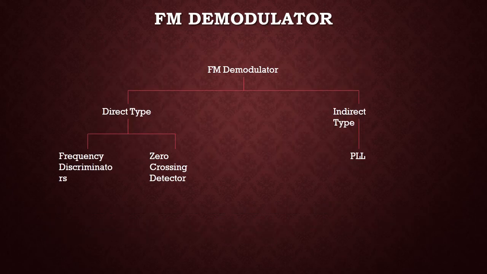In FM demodulator, there are two types: one direct type, another indirect type. In direct type, there are two parts: frequency discriminator and zero crossing detector. And in indirect type, there is PLL, that is phase locked loop.